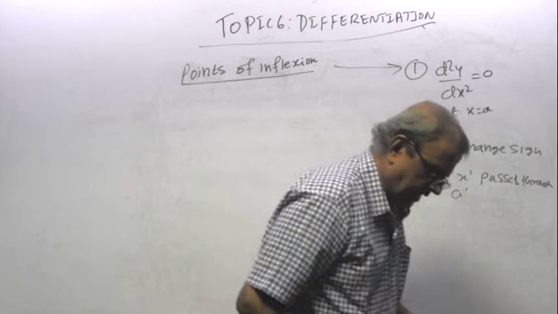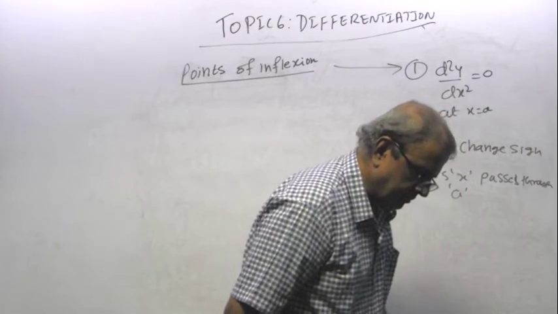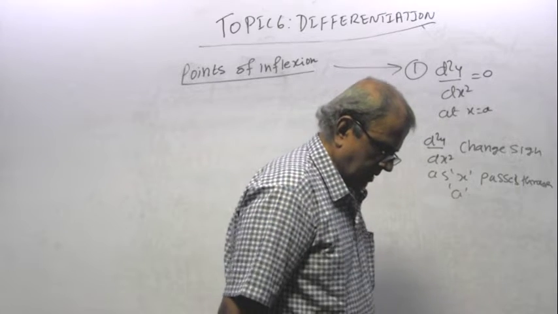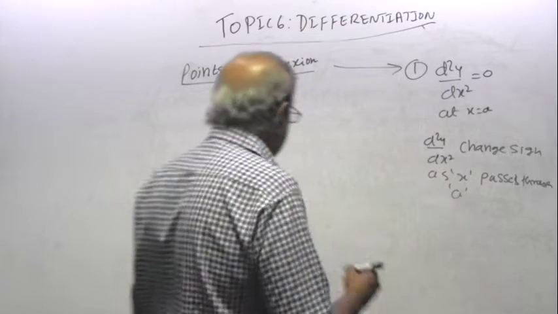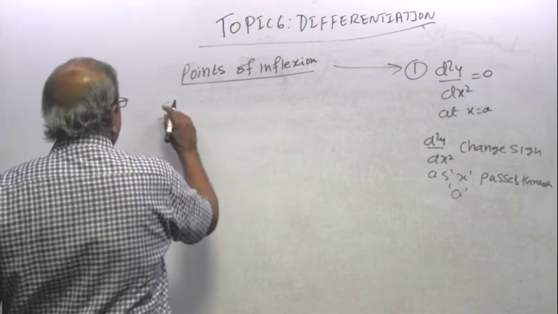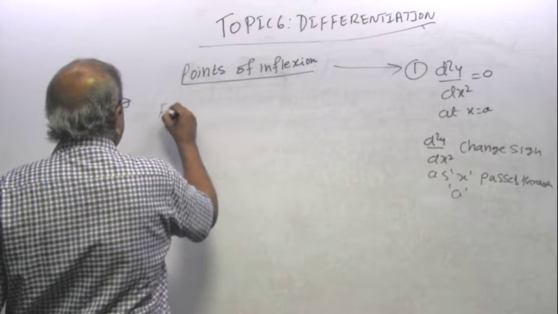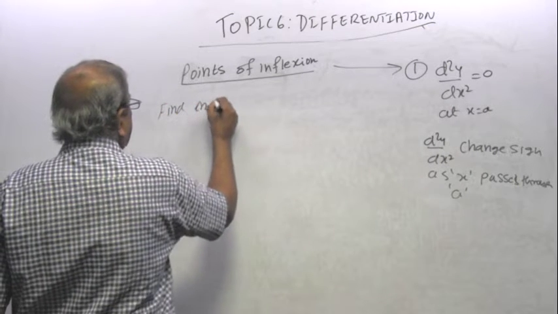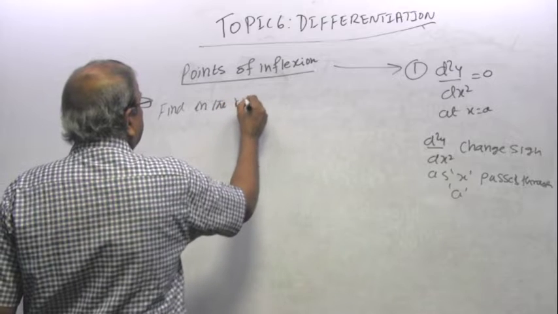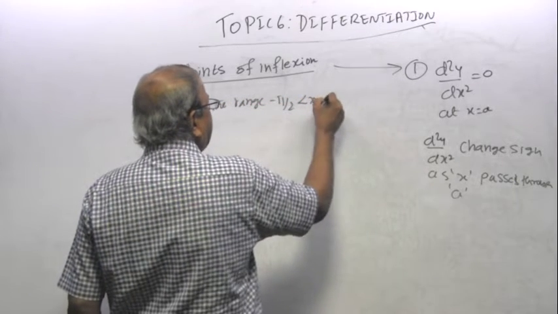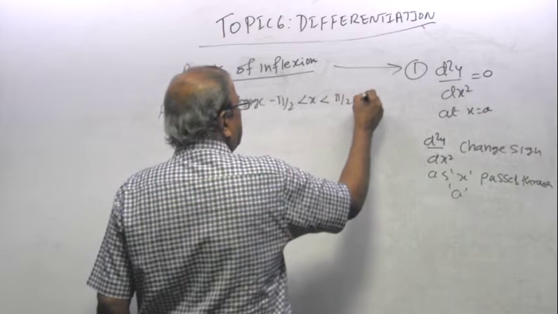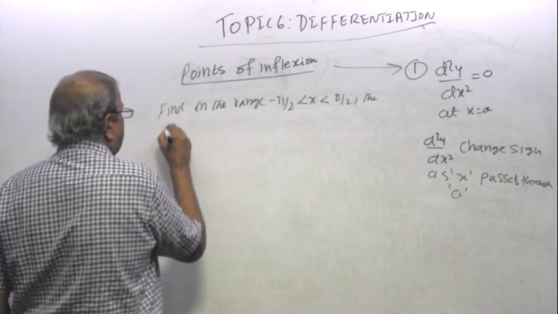Let's take another example. Show that, or find, in the range minus pi over 2 less than x less than pi over 2, the points of inflection.